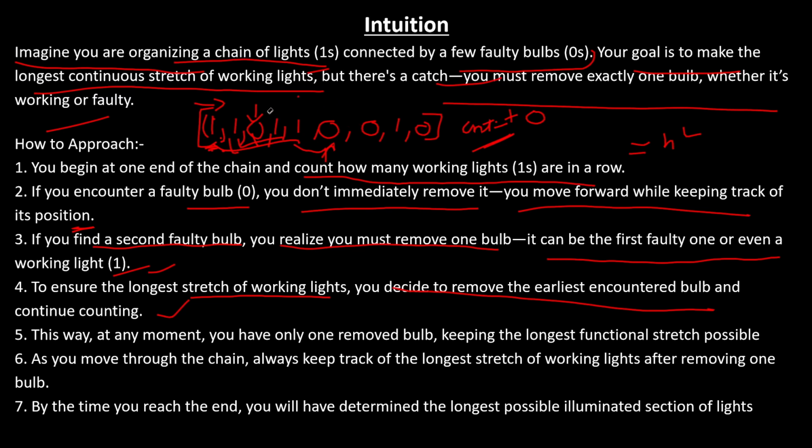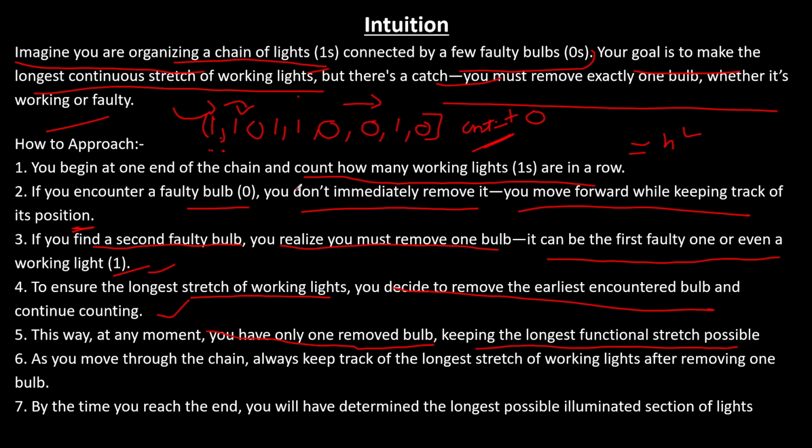And intuitively, what comes into our mind is that to increase our stretch, we have to remove that 0 from our array. Fine. And for doing that, we have to come from the back until we get a value which is equal to 0, and we decrease the count. As soon as we decrease the count, we can move ahead, right? Further investigating more values of 0 and 1, right? This way, at any moment, you have only one removable, keeping the longest functional stretch possible.